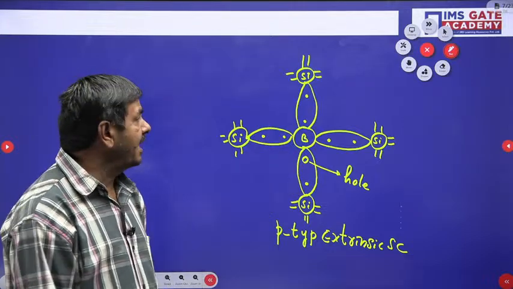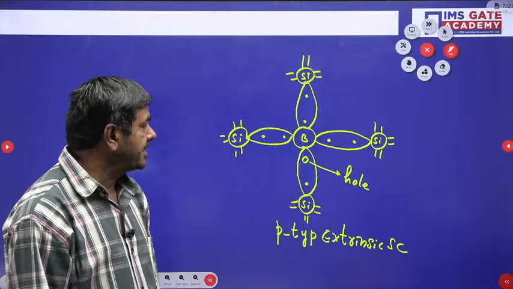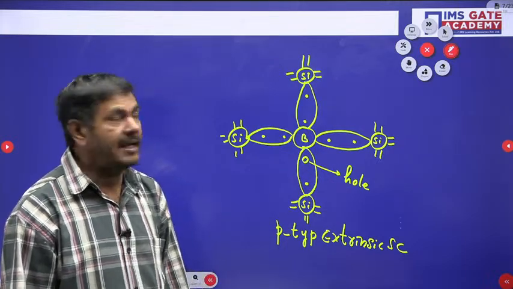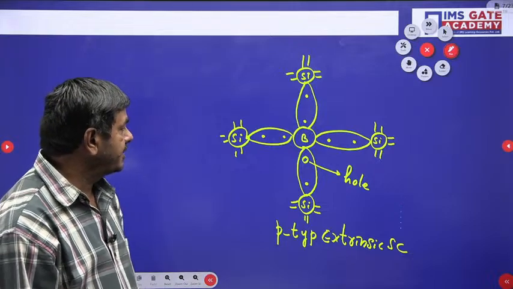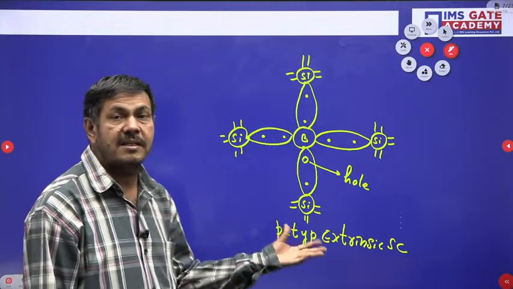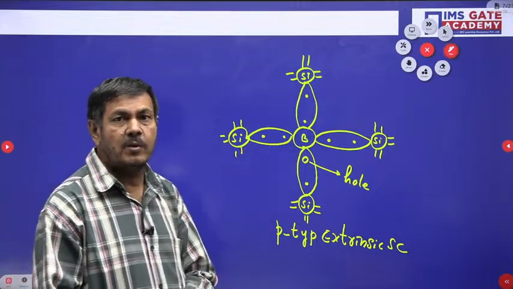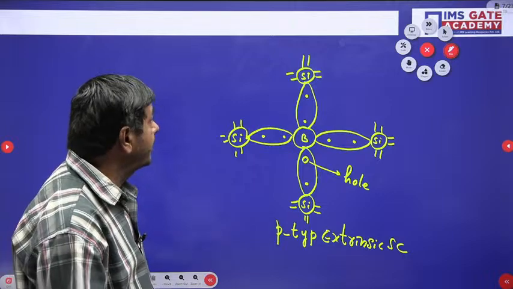What are the majority carriers existing in the p-type extrinsic semiconductor? Holes are the majority carriers. What are the minority carriers in the p-type extrinsic semiconductor? The electrons are the minority carriers in the p-type extrinsic semiconductor. How will the energy band diagram be plotted for the p-type extrinsic semiconductor?